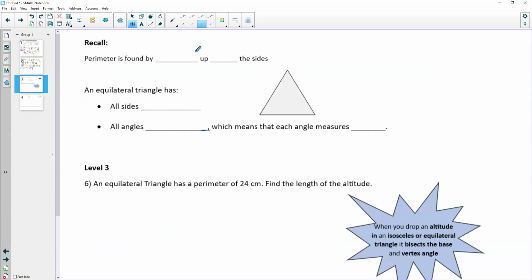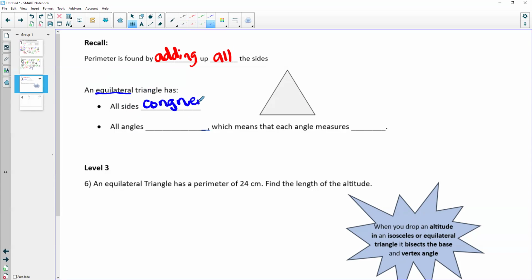In this section of the notes, we just want to recall that whenever we're looking at perimeter, perimeter is found by adding up all of the sides of a shape. Now, the other thing we want to review and recall here is that an equilateral triangle, what does it mean for a triangle to be equilateral? That means that all sides are congruent.